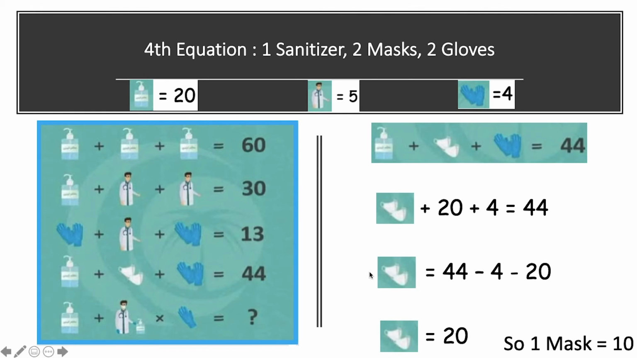So pair of mask is equal to 44 minus 20 minus 4, that is equal to 20. So pair of mask value is equal to 20. So friends, if 2 masks is equal to 20, so 1 mask will be equal to 10. By the end of fourth equation, we have every item's value present in the puzzle. Now putting them into our last equation and solving it.